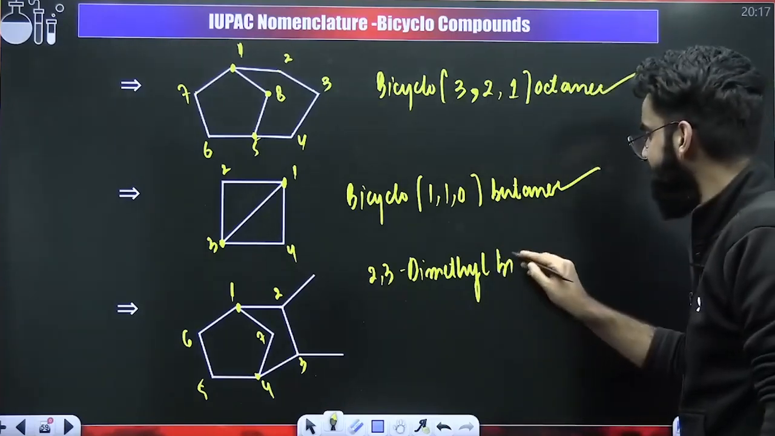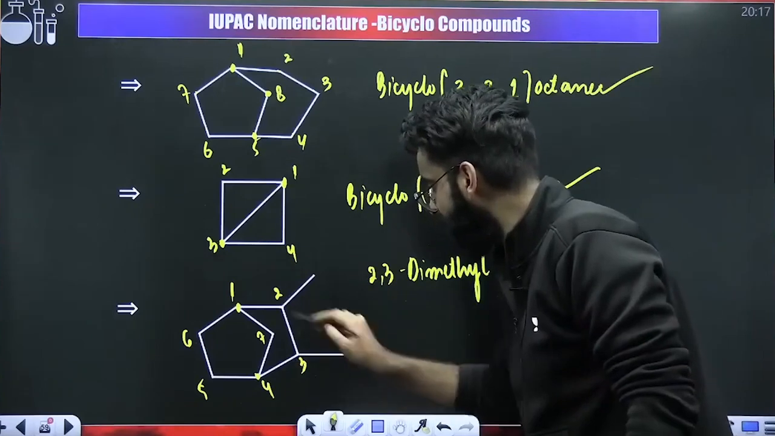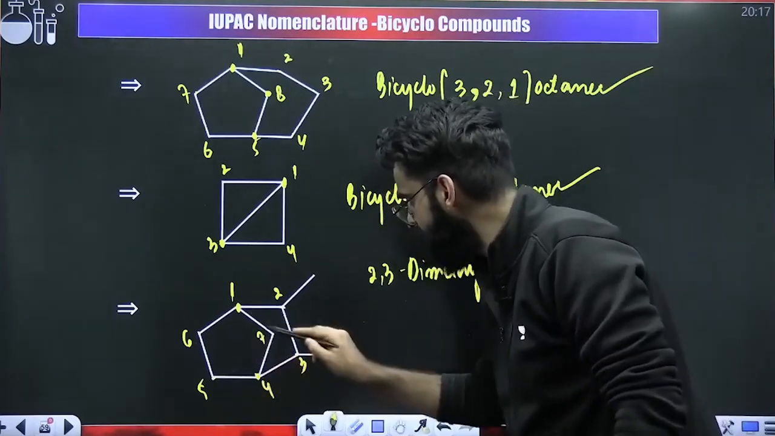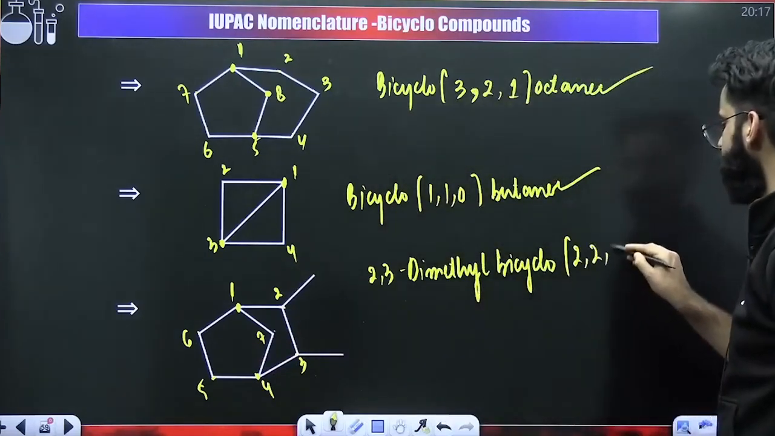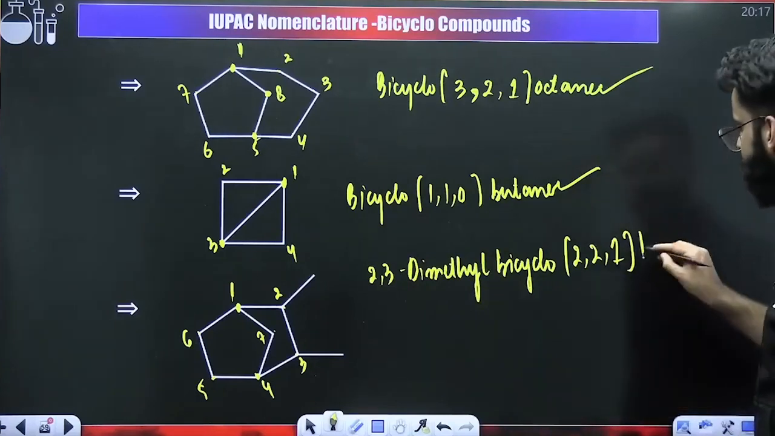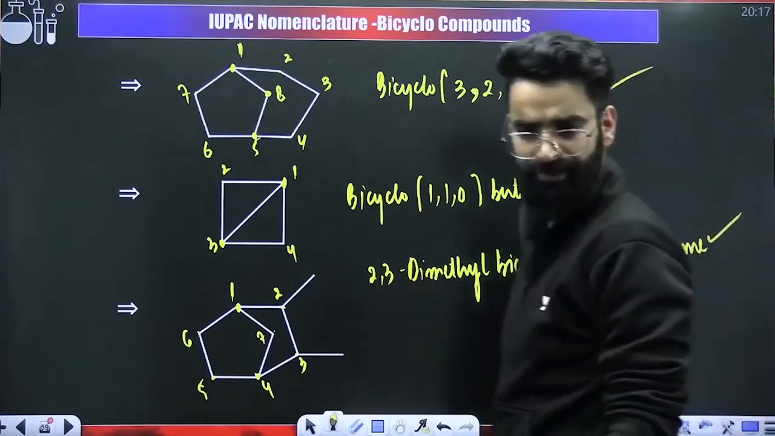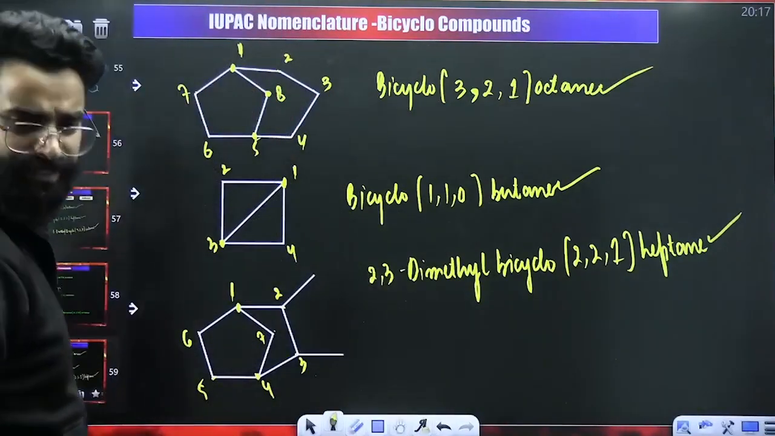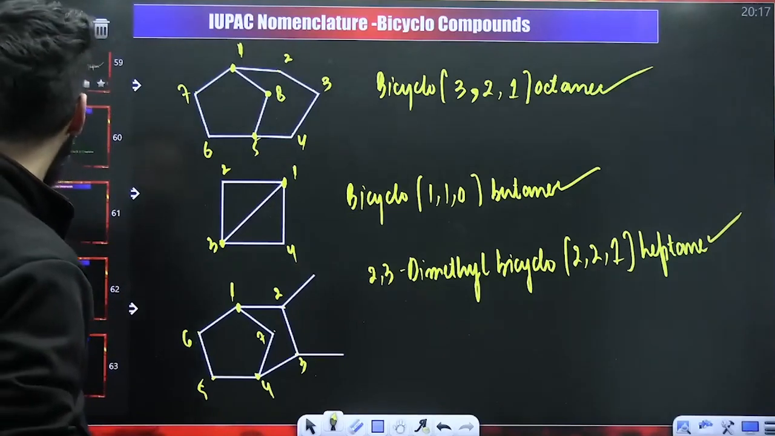Then you'll write the term bicyclo. This path contains 2 carbon atoms, this particular path contains 2 carbon atoms, and this path contains 1 carbon atom. So it's 2, 2, 1. And in the main chain, how many? 7 carbon atoms, so it's hept. Everywhere it's a single bond, so it's heptane. Are you able to understand all these things clearly?